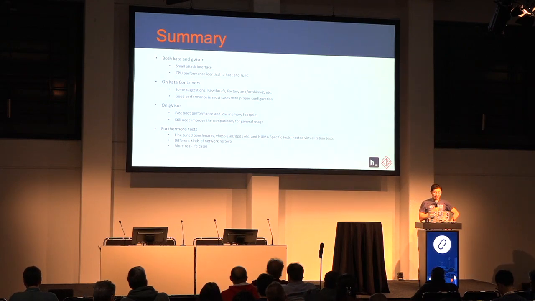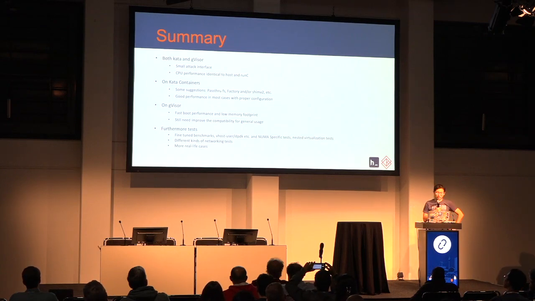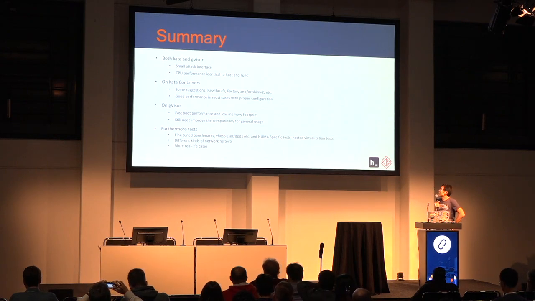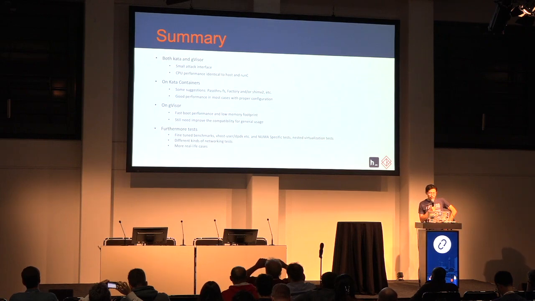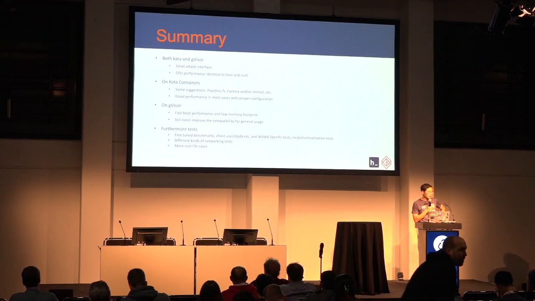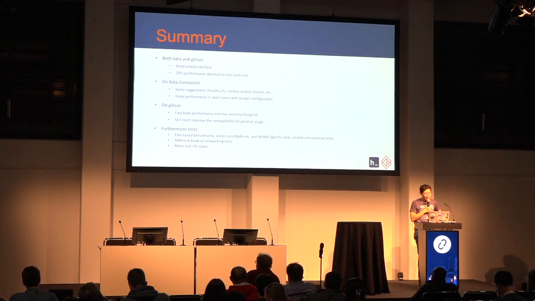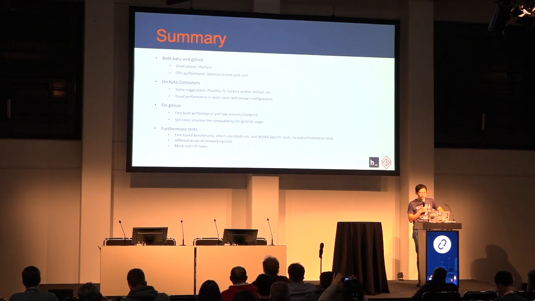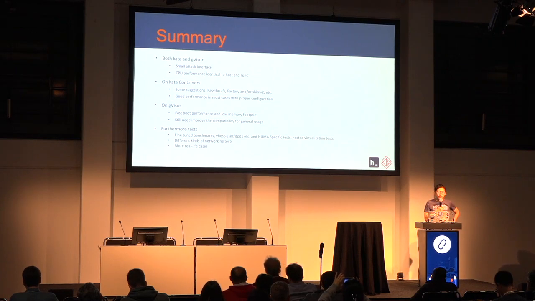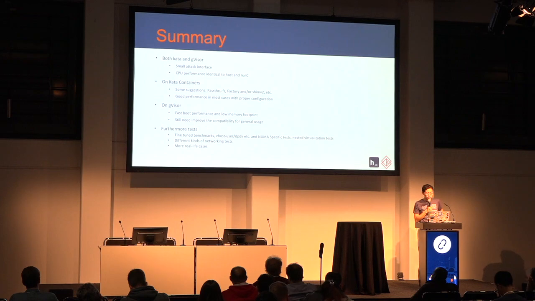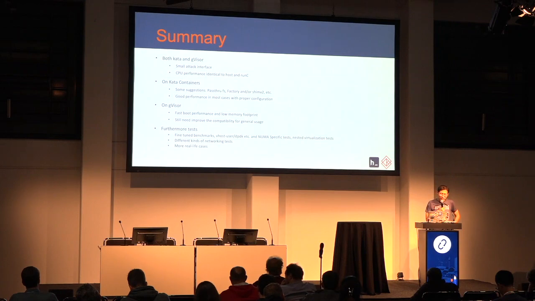Both Kata and gVisor have a smaller attack interface than runC and could be more secure, and the CPU performance is identical to the host and runC. For Kata Containers, a suggestion is that if you can, pass through the device for I/O. And if you can use the factory or use shim-v2, you can accelerate the boot performance and reduce the memory footprint. In most cases, they have good throughput performance if you have a proper configuration, and later we will have more suggestions for different users on how to configure it. On the gVisor side, it has faster boot performance and lower memory footprint.